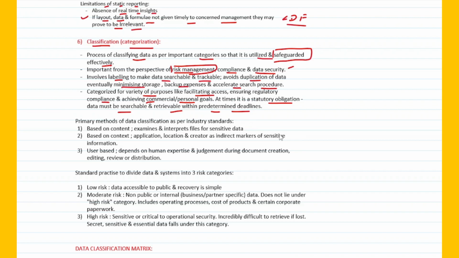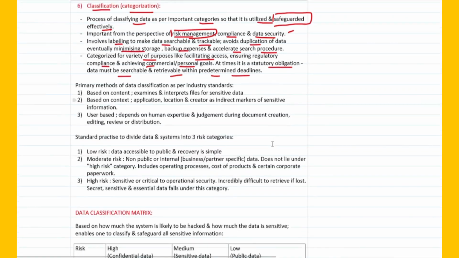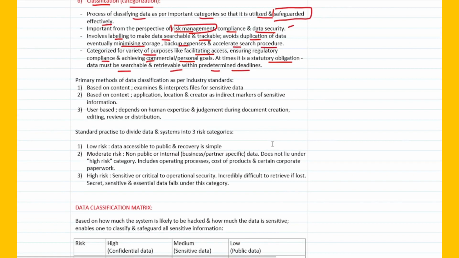And it is categorized for a variety of purposes. Now what are the varieties of purposes that categorization can serve? First, it can facilitate access, it can ensure regulatory compliance, and it helps in achieving commercial or personal goals. At times it is a statutory obligation. Data must be searchable and retrievable with predetermined deadlines. Okay, that's it. These are the processes that are involved.